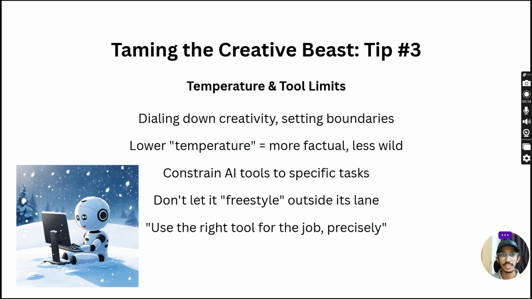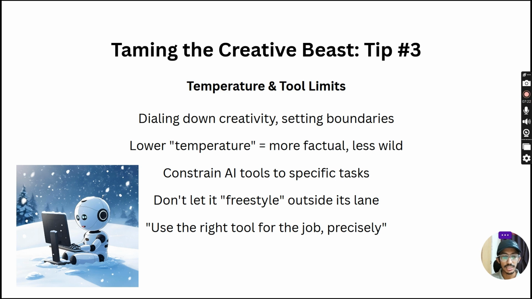Another couple of interesting tips that you can use are temperature settings and tool limits. So most AI models have a temperature setting. You can think of it like a creativity slider. A lower temperature generally makes the AI more focused, factual, and less likely to generate wild, creative, and potentially hallucinated outputs. So higher temperature equals being more creative and more risky. You can actually check out the temperature sliders in various AI chat tools like Google Gemini and so on.